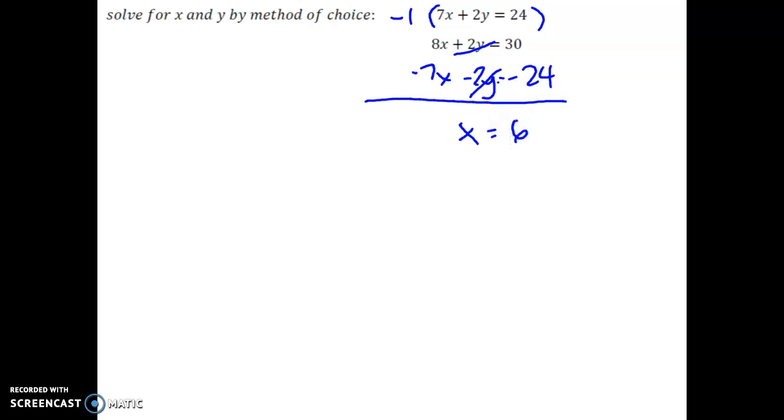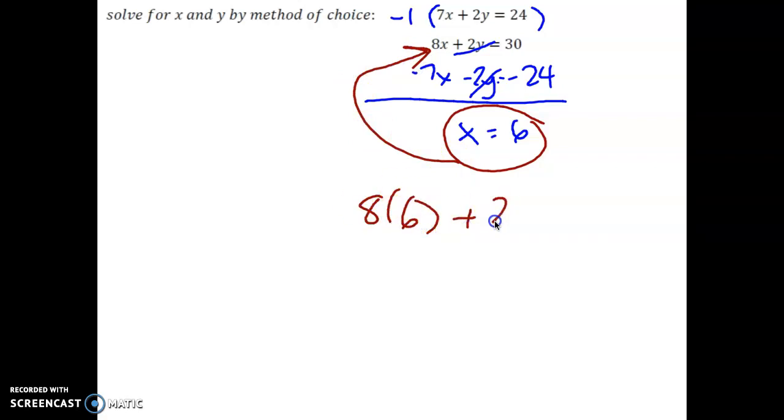Okay, so I have an x value. I also am going to need a y value. So remember, it doesn't matter which one you substitute into. So I'll take this one and I'll substitute into that second equation. So 8 times 6 plus 2y equals 30. All right, let's see how we can do here. 8 times 6 is 48.